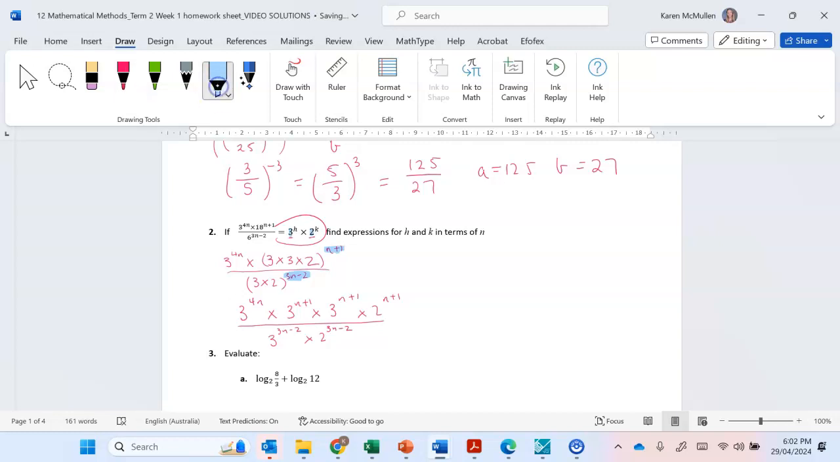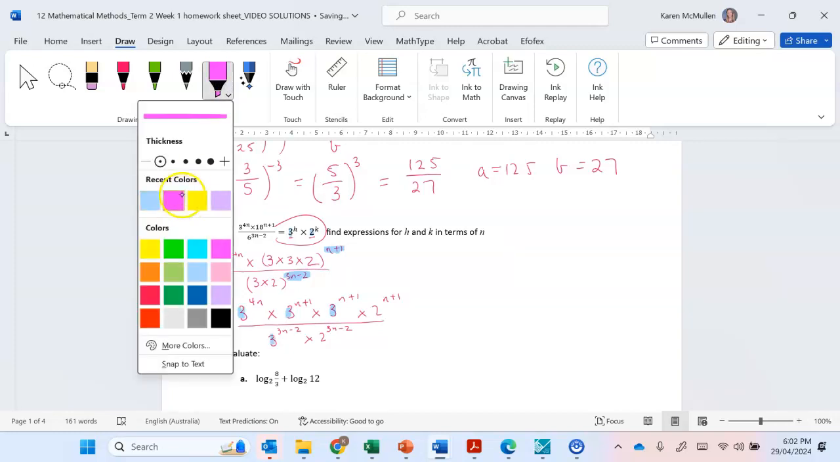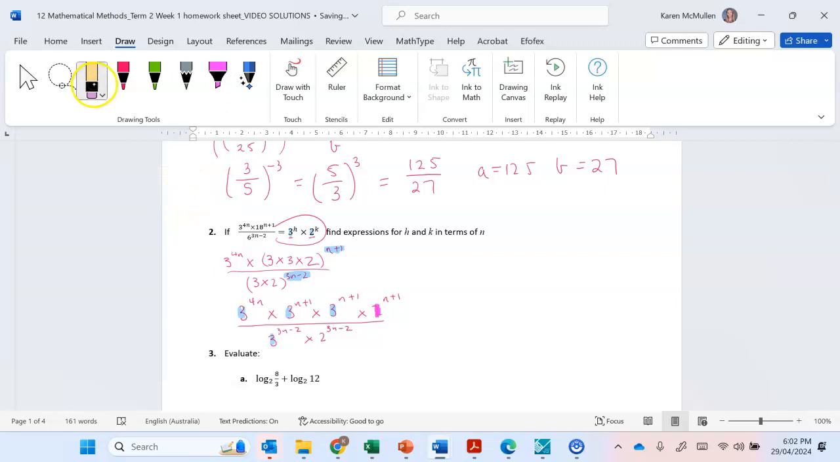But because we do have these same bases, what I can do is, we've got those 3s and we've got these 2s. It's really hard to see, so let me change that maybe to a yellow. And we've got these 2s, so we're going to just rewrite them. So we've just got a base of 3 and 2. All right, so my first 3, we've got to the power of 4n.